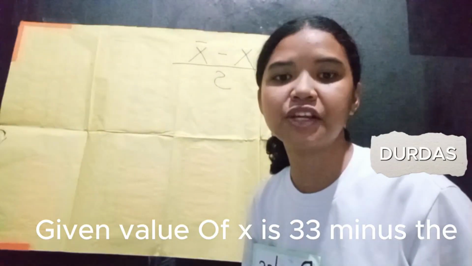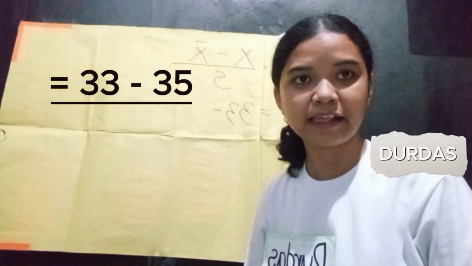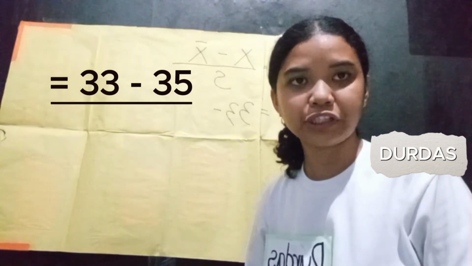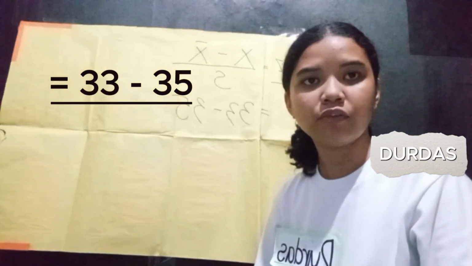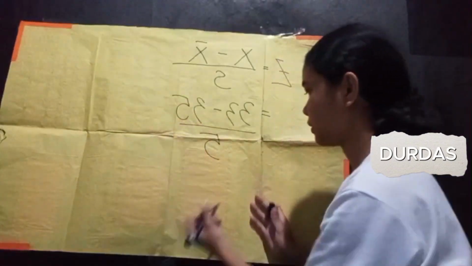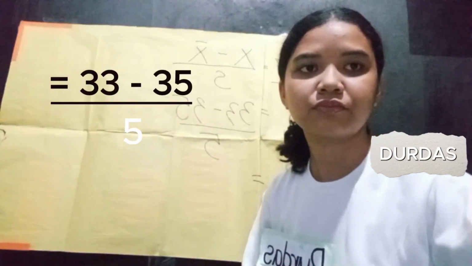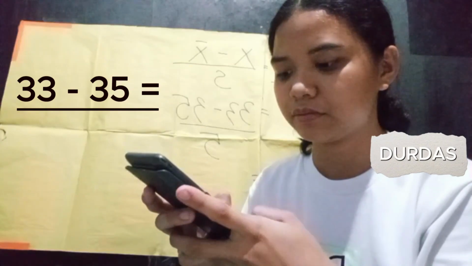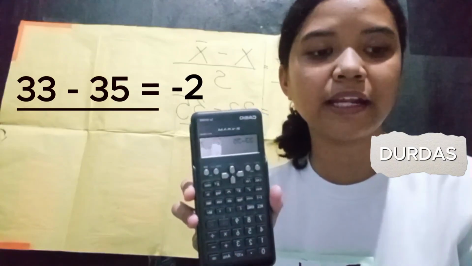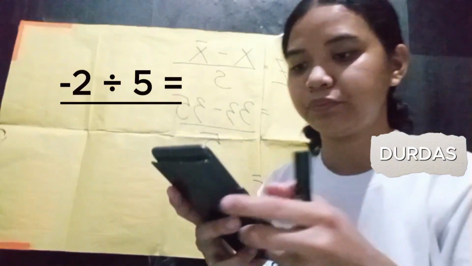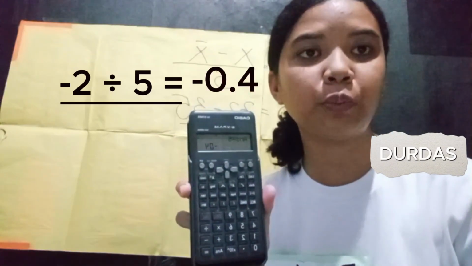The given value of x is 33, minus the mean that is given above, that is 35. And we are going to divide it by the standard deviation of 5. So we are going to calculate 33 minus 35 divided by 5. 33 minus 35 is negative 2, and negative 2 we will divide by 5. We're going to have negative 0.4.